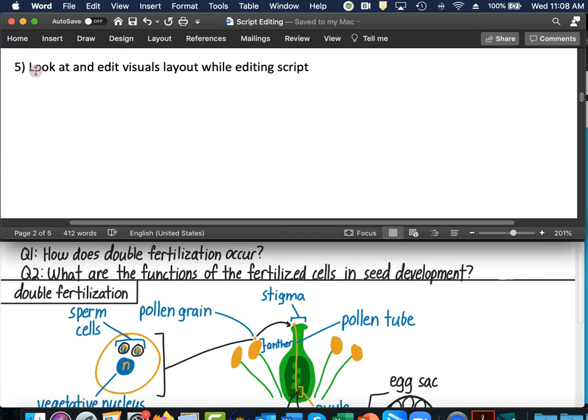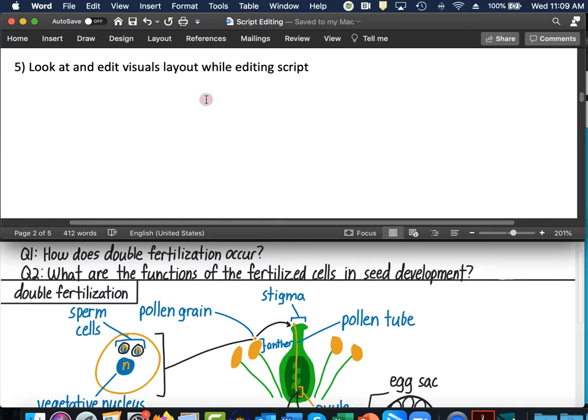Okay, and next, look at and edit the visual layout while editing your script. This is just a suggestion from me. This is what I do because often I find that when I'm reading through and editing my script, I have ideas about how I could show my visuals better on the screen when the students are actually watching the video. So I edit those two things at the same time. Of course, you don't have to have your layout open on the screen like this. You'll probably have it open on your tablet, so you can edit it while you're editing your script on your computer.